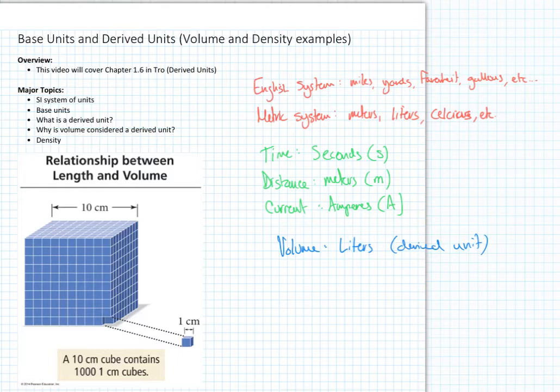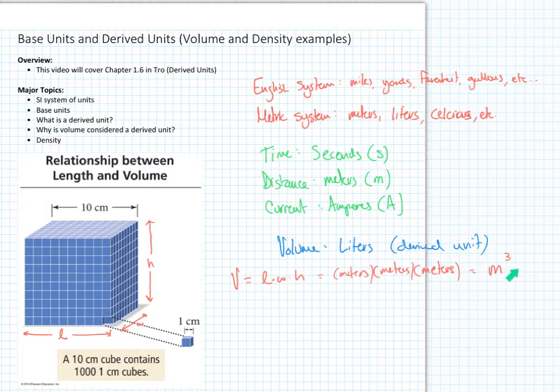So let's just write this down on here. Let's say this is the length here. This is the width here. And this is the height here. So volume is equal to length times width times height. Or, in other words, if we're using the base units on this, it would be meters times meters times meters, or meters cubed. So a unit of volume has a unit of length cubed. So any length cubed unit is actually a volume unit.